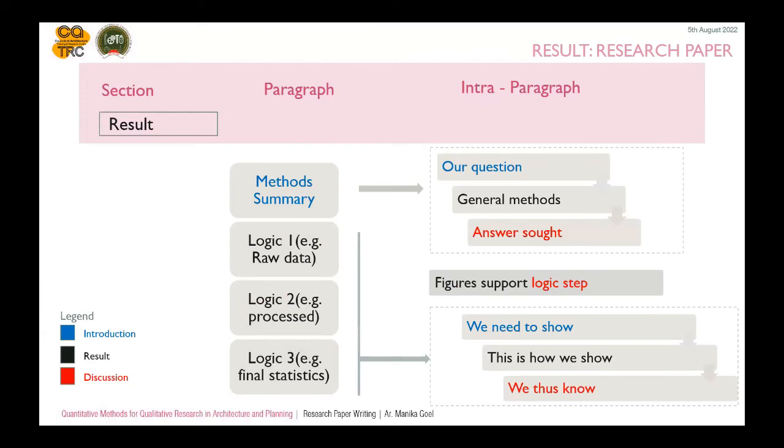If we divide this into three paragraphs, the first is the method summary, which is subdivided into the question, the journal methods, and the answer sort. The second paragraph talks about the logic: logic 1 is the raw data, logic 2 is processed, and logic 3 is the final statistics, which is subdivided into what we need to show, how we show, and thus we show, supported by figures and logic steps.